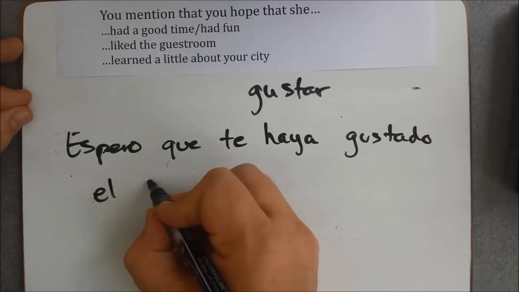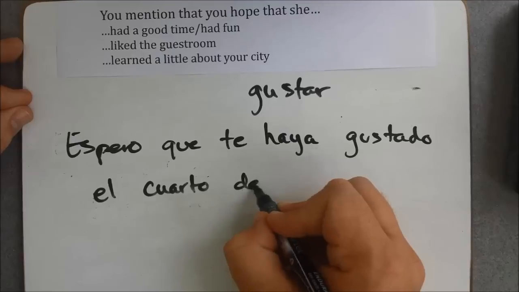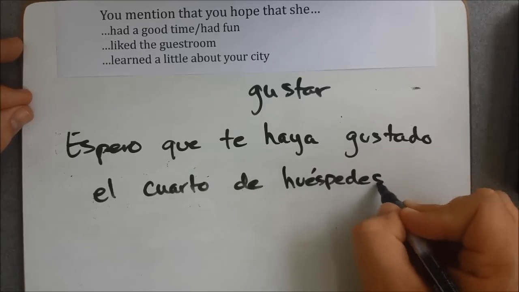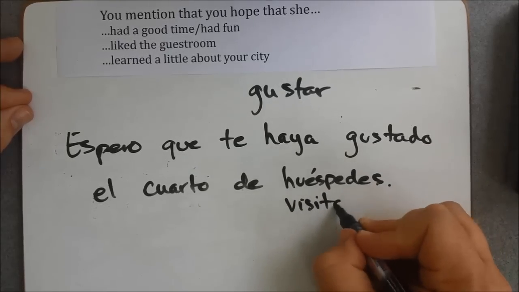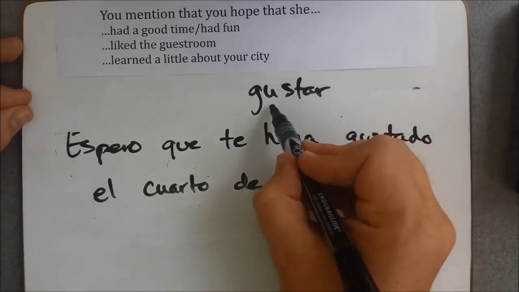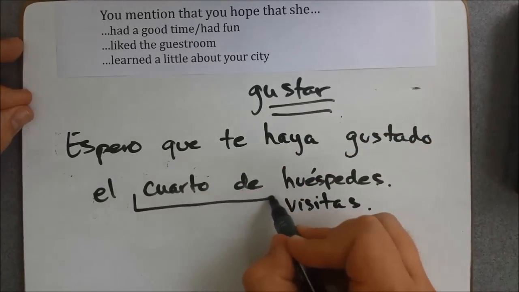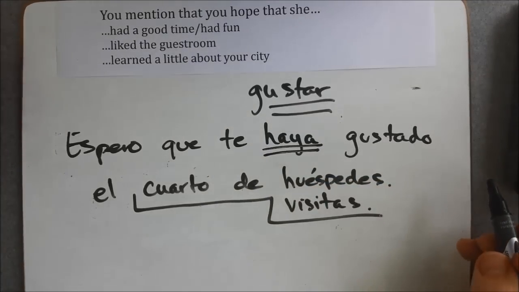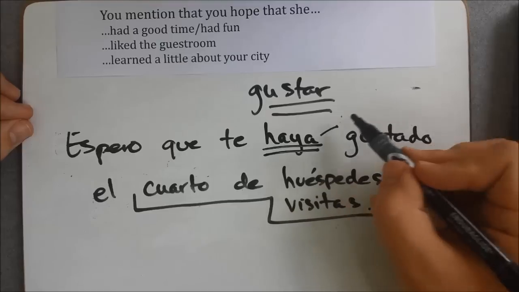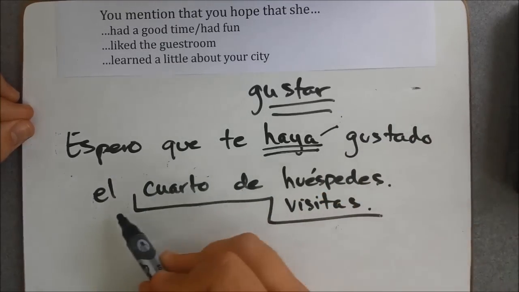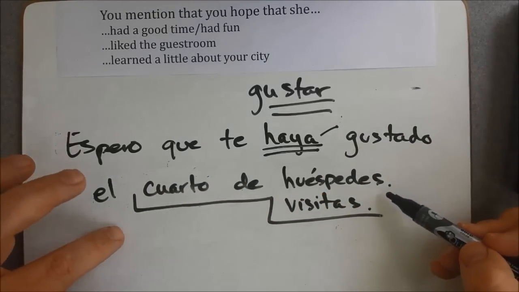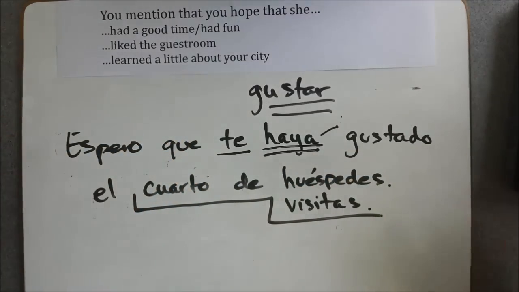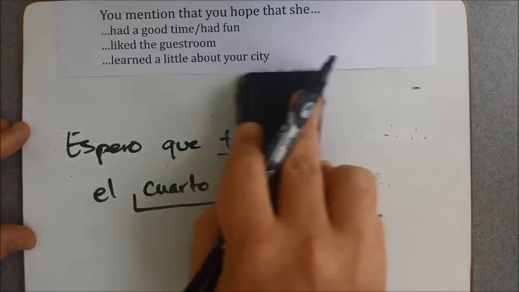el cuarto, here's a vocabulary item, right? El cuarto de visitas o el cuarto de huéspedes, a little bit more formal, de visitas in some dialects, okay? So again, when you're using gustar, right, this is the actual subject of the sentence, okay? So that's what's determining that that verb's conjugated in the third person singular. Espero que te haya gustado el cuarto de huéspedes. In other words, I hope the guest room has been or was pleasing to you. Espero que te haya gustado el cuarto de huéspedes.